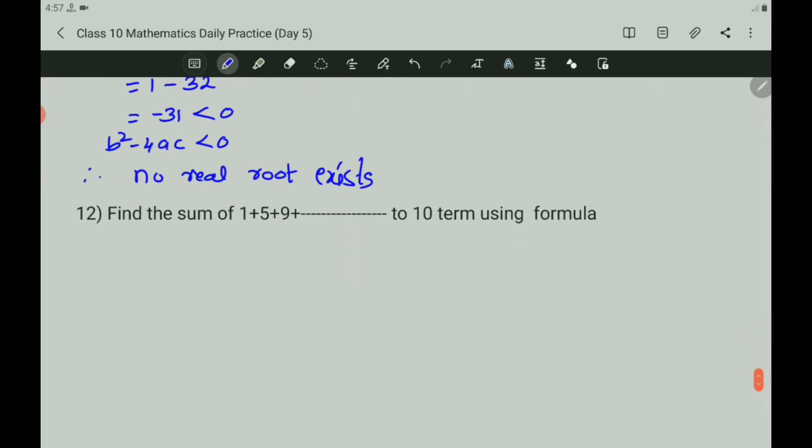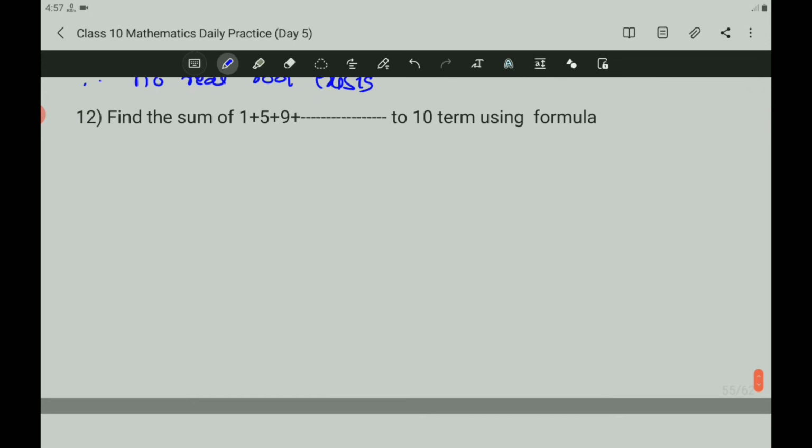Next you take the 12th question. Find the sum of 1 plus 5 plus 9 plus so on to 10 terms using the formula. So write 1 plus 5 plus 9 plus so on to 10 terms. Here you take a is 1, first term, d is common difference, that is second term minus first term, 5 minus 1, 4, and n equals 10.